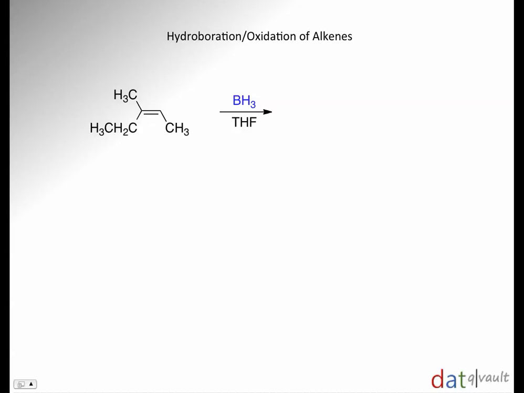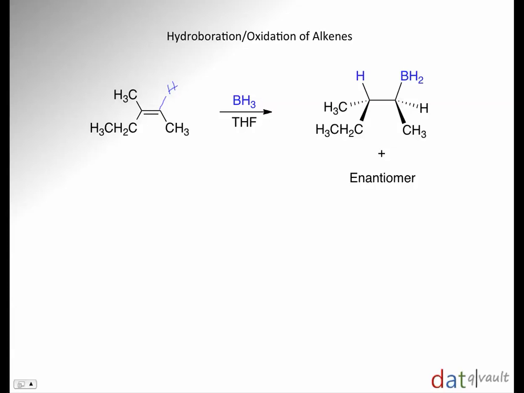Alright, the next reaction that we're going to look at is going to be a hydroboration, followed by an oxidation reaction. Here we have an alkene that has four different substituents on it, if you want to count this hydrogen right here as a substituent. The first step in a hydroboration oxidation reaction is the hydroboration step, so we're going to use borane, and THF is a common solvent for this reaction.